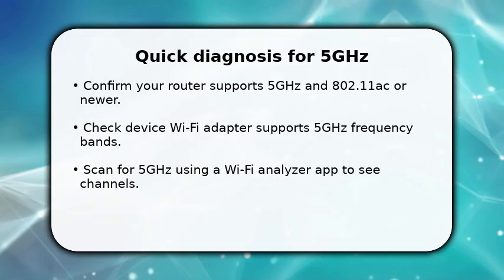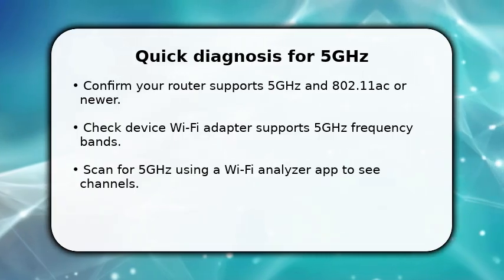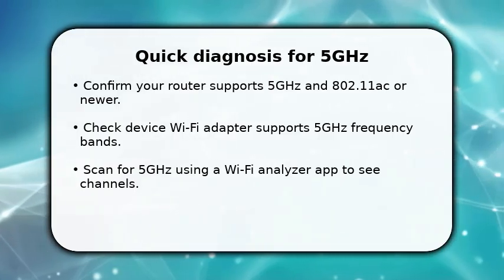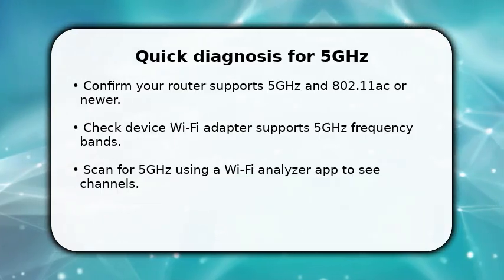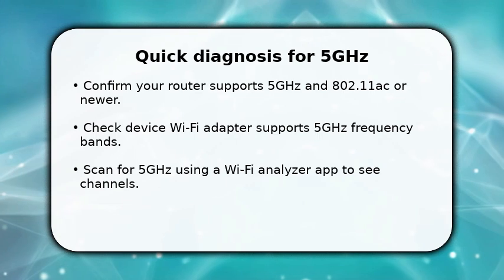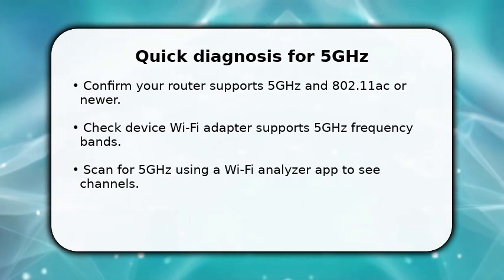Then use a Wi-Fi Analyzer app to scan for nearby 5 GHz networks and channels. Note channel numbers and whether DFS channels appear. Record signal strength and overlapping networks for later adjustments.